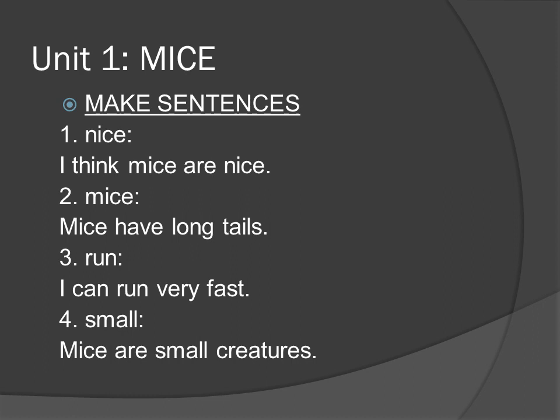The second sentence is of the word mice. Mice have long tails. The third word is run. The sentence of this word is I can run very fast. The last word is small. The sample sentence is mice are small creatures.